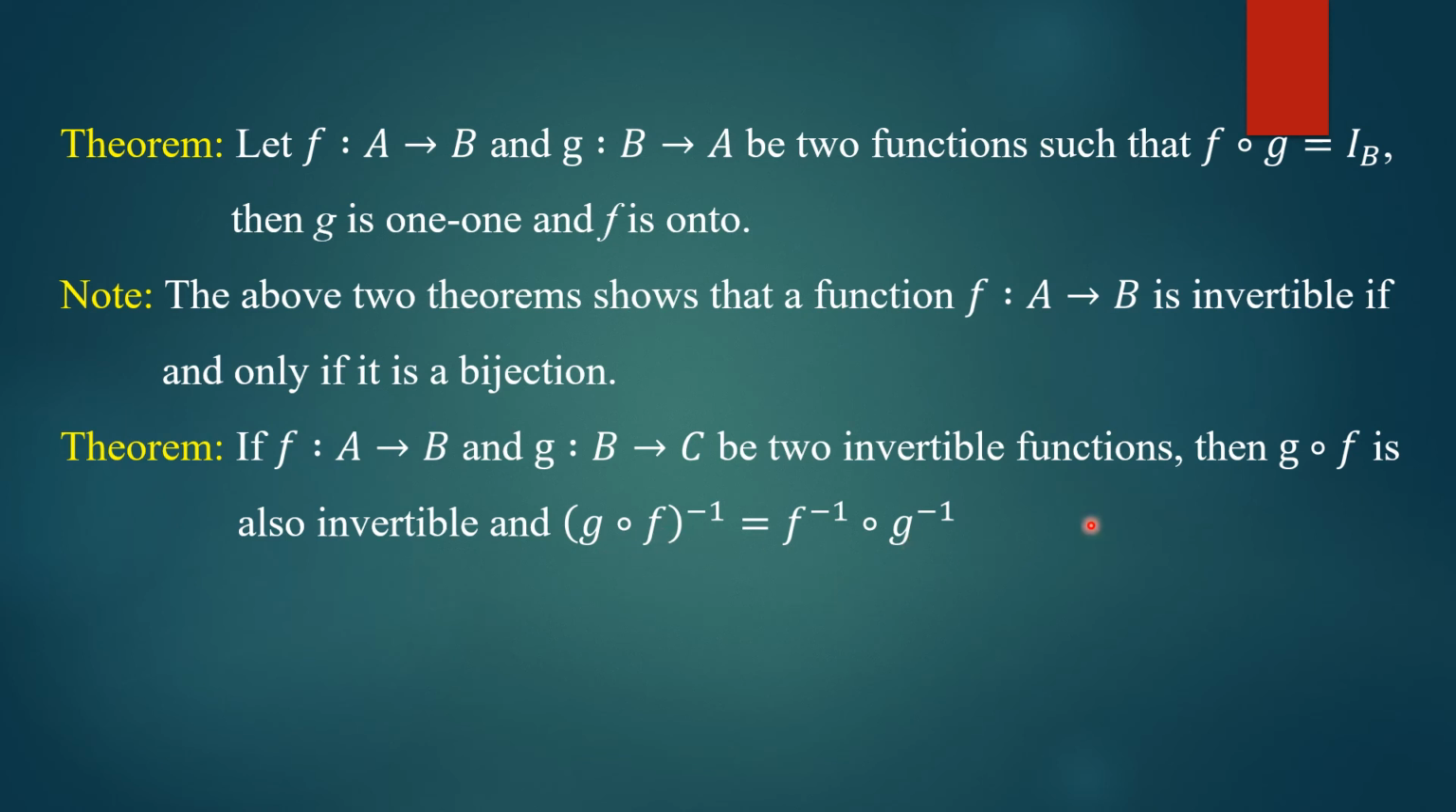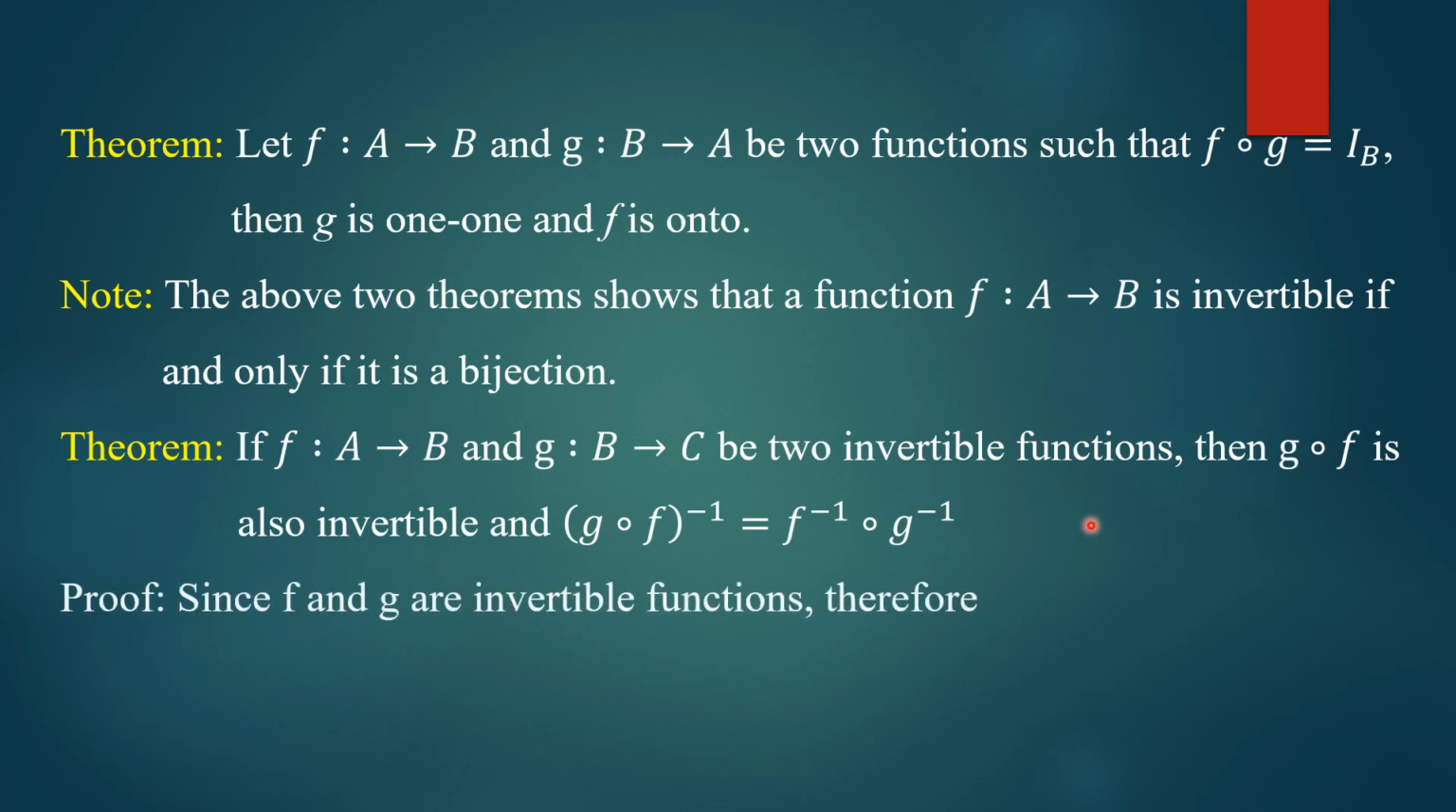Okay, so try to prove this one. Since f and z are invertible functions, this is given in the statement of the theorem, therefore the composition of the function f and its inverse will be identity. Similarly, the composition of z and its inverse will be again identity because these are invertible functions. So we write that one.